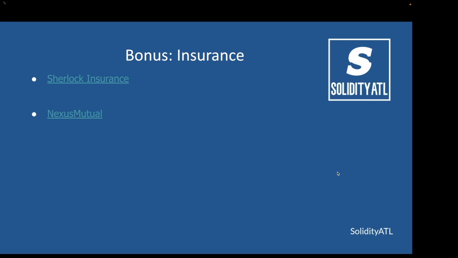I didn't include this in module 3's opening list, but I think it's important to talk about. The last piece on how protocols can defend themselves from hacks is insurance. This is something that is relatively new in the Web3 space. I've only been seeing this for maybe a year or two. But the two examples I want to go through are Sherlock, which is one of the top Web3 open audit contest platforms.